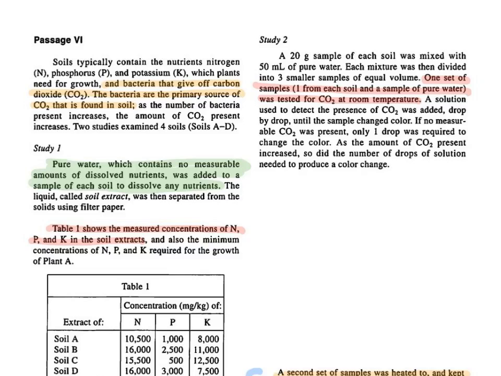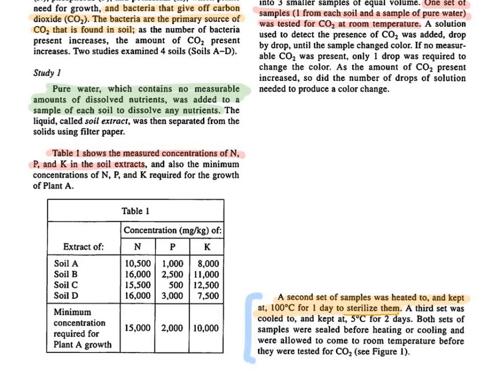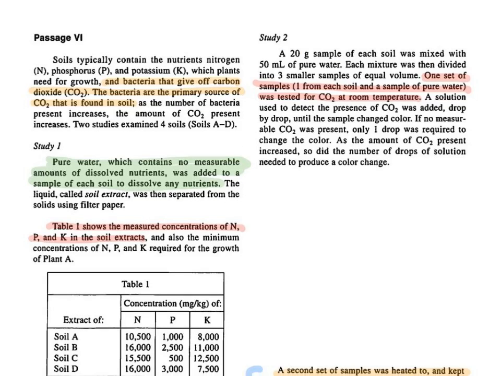Passage 6 is a research passage, and what was being tested for was the presence of nitrogen, phosphorus, and potassium in different soils, and the amount of CO2 that's given out by bacteria found in soil. So in study 1, they were mixing different soils with pure water, and then extracting the minerals, nitrogen, phosphorus, and potassium, to find out how much was in each different type of soil. In study 2, soils were mixed with water, and drops of a solution were added to test for the presence of carbon dioxide, or CO2.